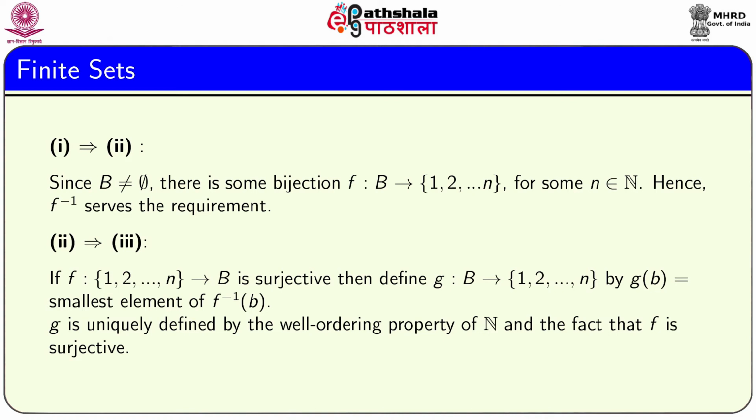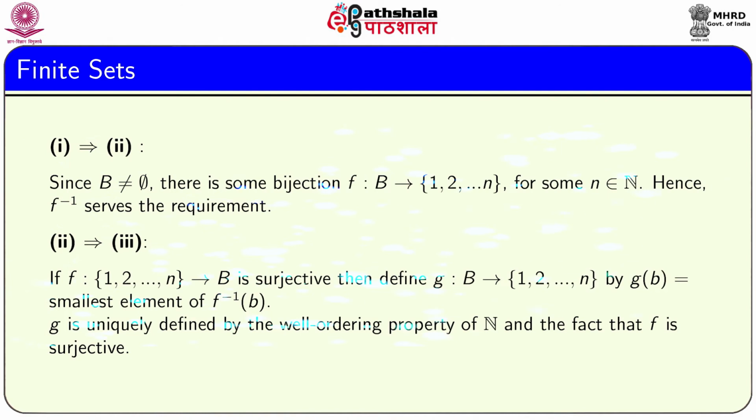We wish to show that 1 implies 2. Since B is non-empty, there is some bijection F from B to the set {1, ..., N} for some N belonging to the natural numbers. Hence, its inverse serves the requirement.